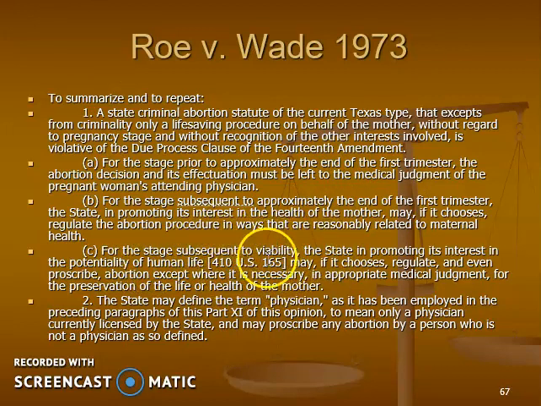For the stage subsequent to viability, so viability is when the fetus, the baby, can live outside the womb on its own. The state, in promoting its interest in the potential for human life, may, if it chooses, regulate and even prescribe abortion except where it is necessary and appropriate medical judgment for the preservation of the life and health of the mother. So this is where the law went. So you can see here, this is a law. This is a law that they wrote in their judicial opinion.